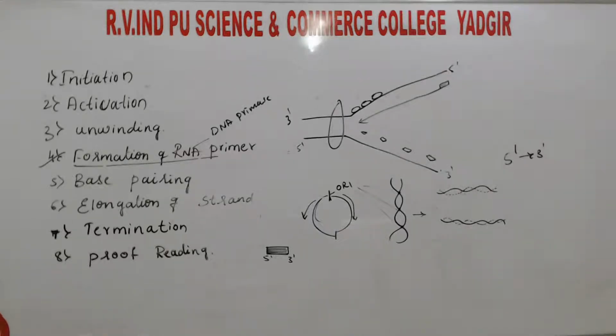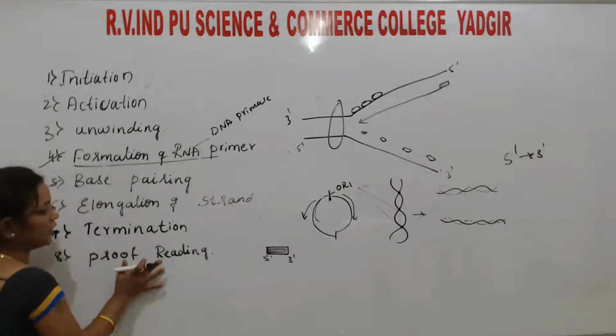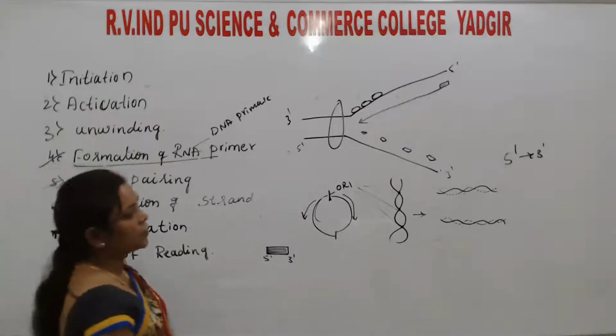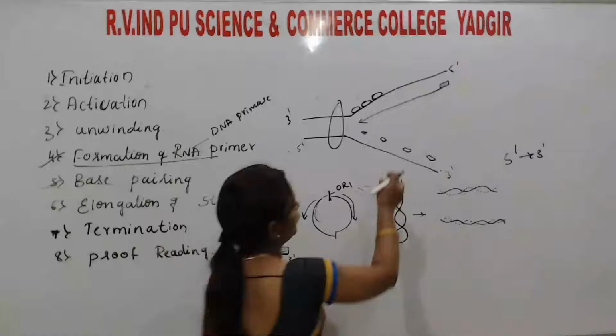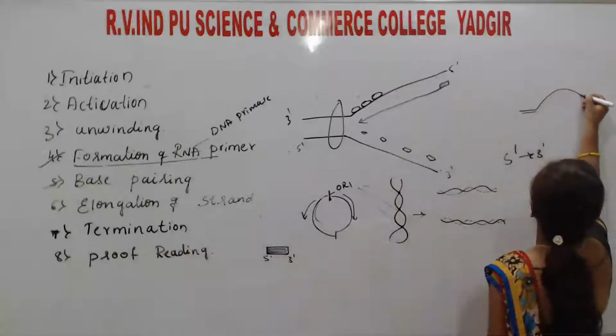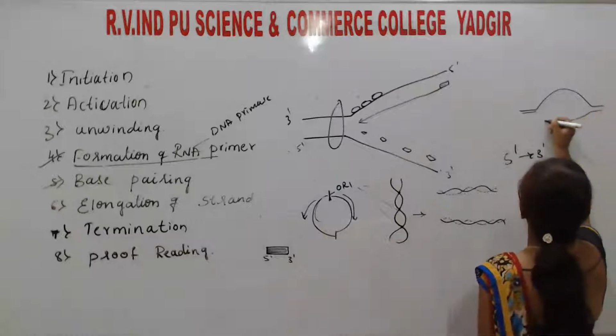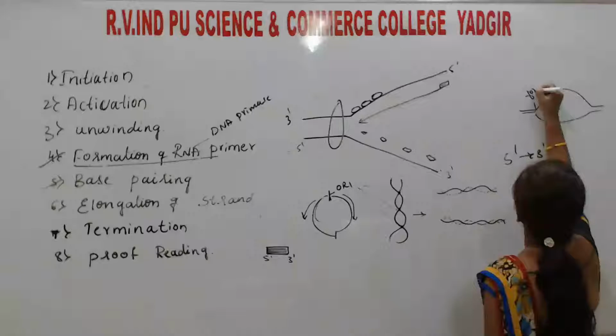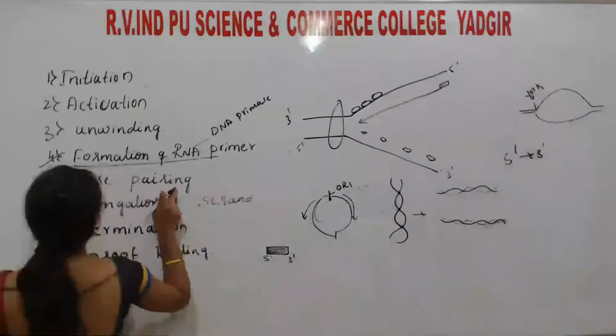Next, let us go for base pairing. Base pairing is nothing but the two strands which have replicated having to form the replication fork. Think of this as a DNA. The DNA is going to form a bubble-like structure and a fork-like structure. This is a replication fork.